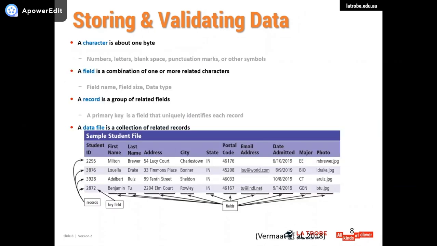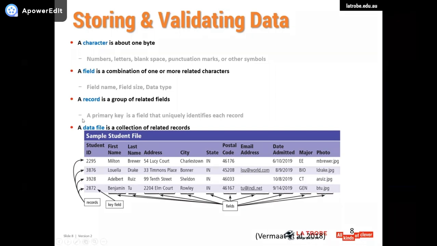Here is some more explanation of each term. One character is about 1 byte. It could be numbers, letters, blank spaces, punctuation marks, or other symbols. One field is a combination of one or more related characters, such as file names, field size, or data type. A record is a group of related fields. A primary key is a field that uniquely identifies each record. The primary key is a very important concept you should bear in mind, and we'll use that later.